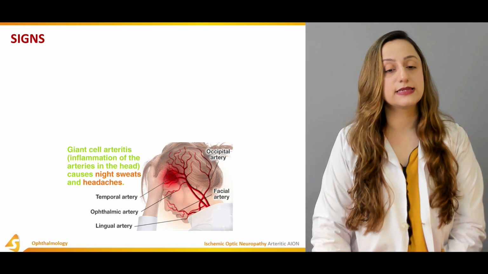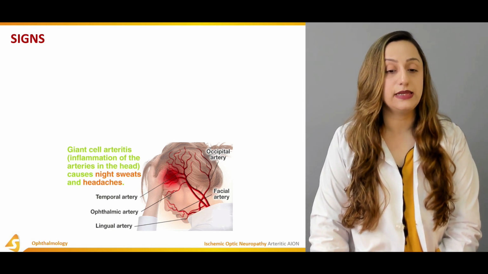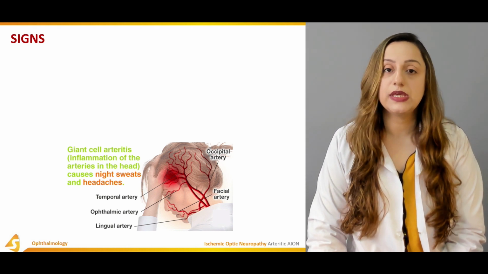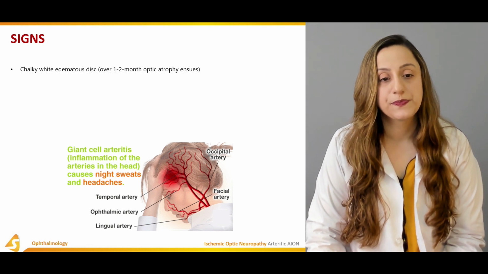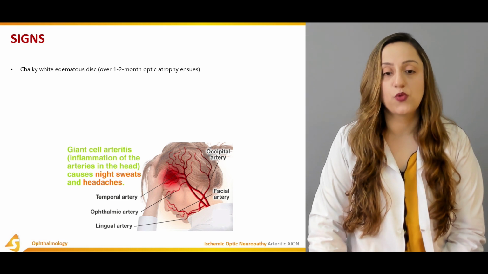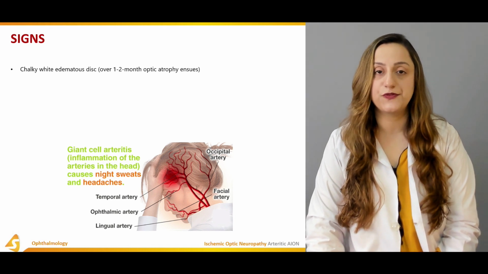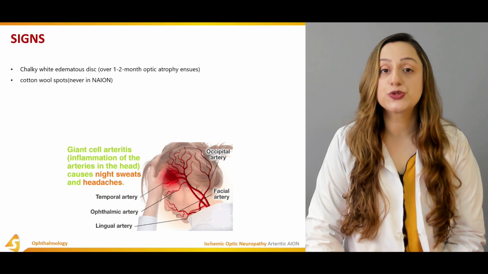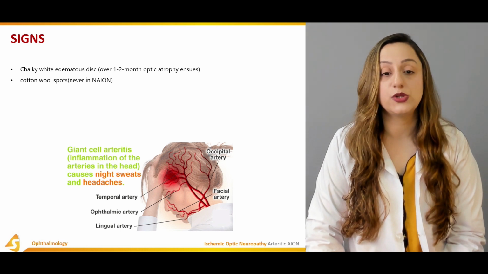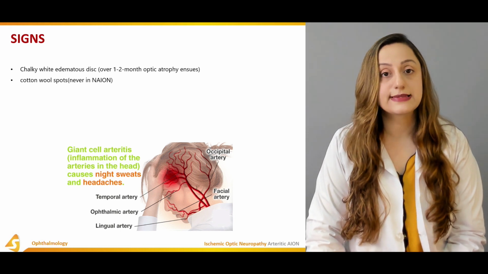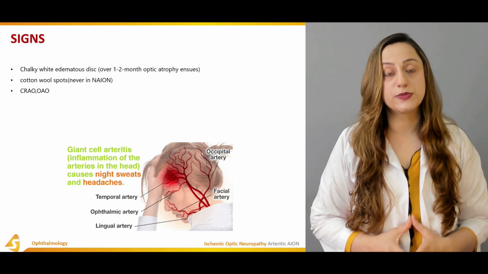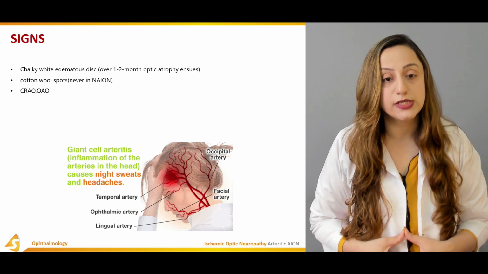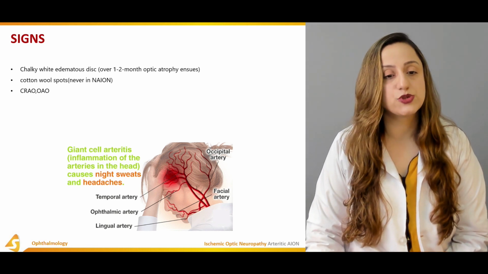Giant cell arteritis is mainly the inflammation of the arteries in the head, and one of the presenting complaints can be night sweats and headaches in these individuals. A chalky white edematous disc is seen, and over 1 to 2 months optic atrophy ensues. Cotton wool spots are never seen in the non-arteritic ischemic optic neuropathies. Central retinal artery occlusion can be observed. Ophthalmic artery occlusion can be observed in these individuals as well.